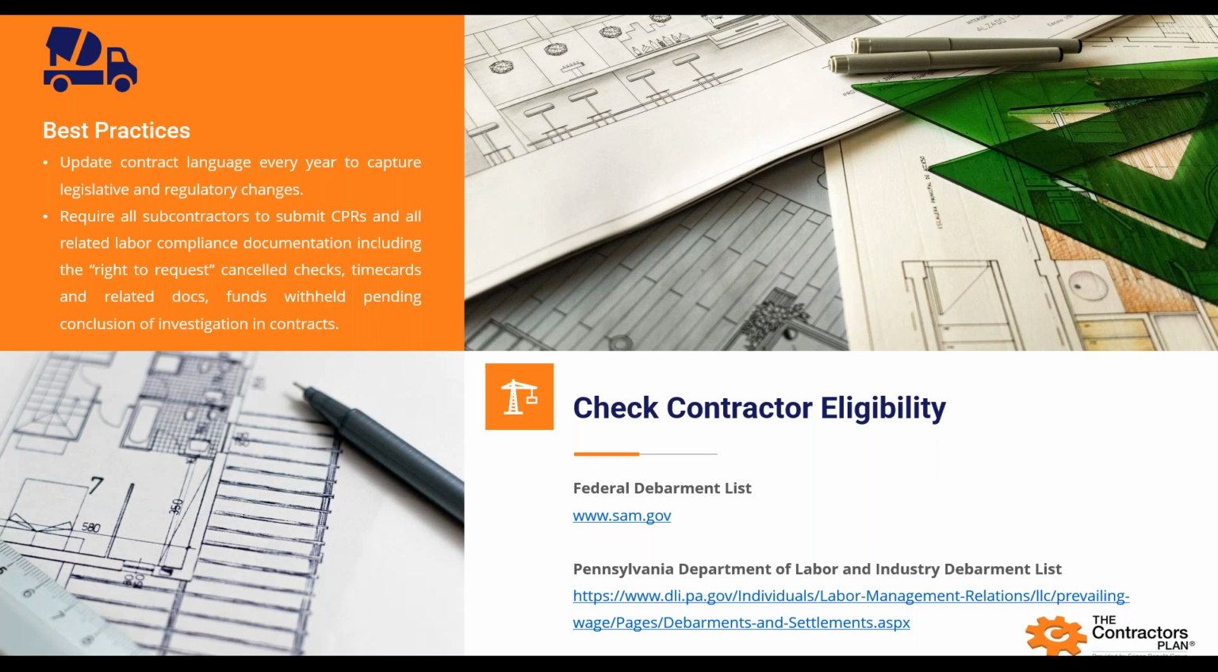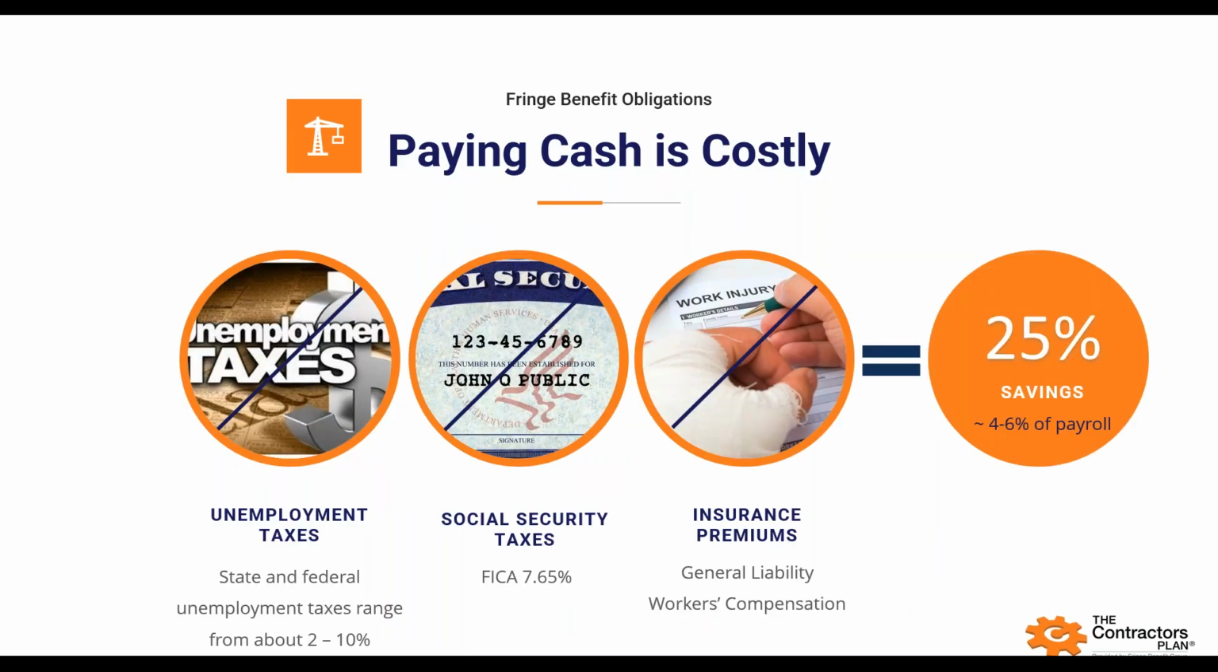Another important point is to check eligibility of your subs. There's a federal debarment list at sam.gov. Most states, like Pennsylvania's here, have their own debarment list. And obviously, as a senior contractor or prime, you are liable for your subs and making sure they are not prohibited from working with you.